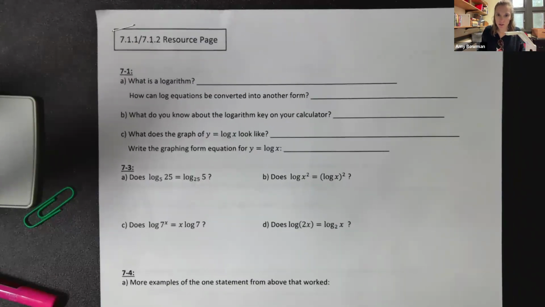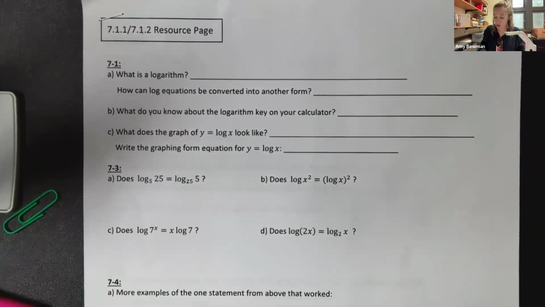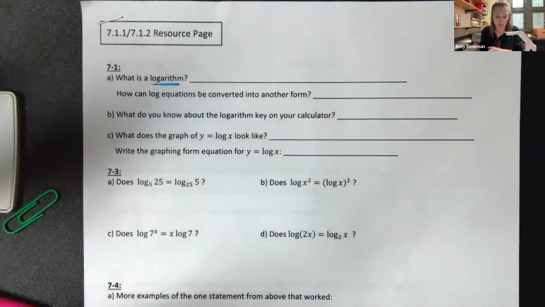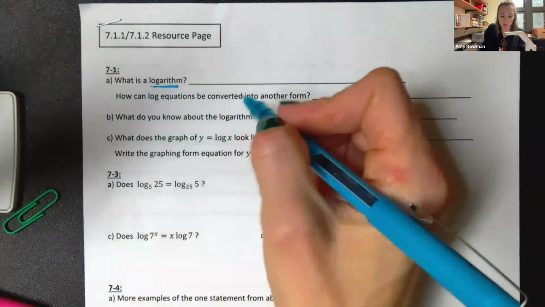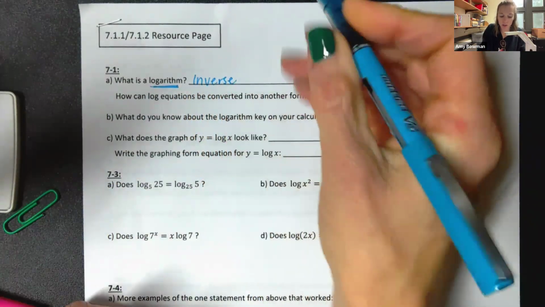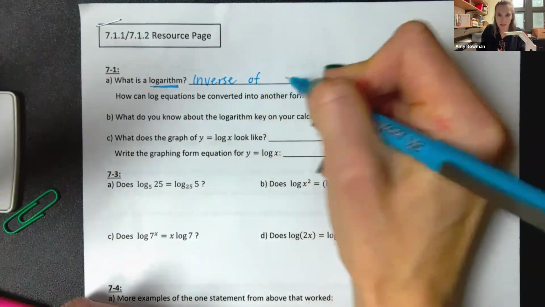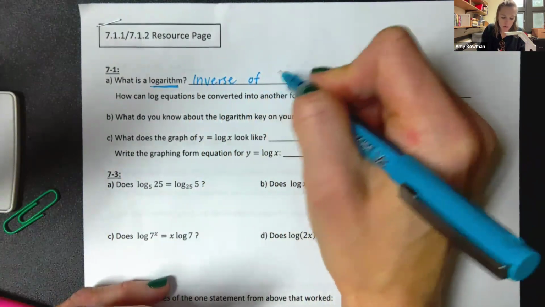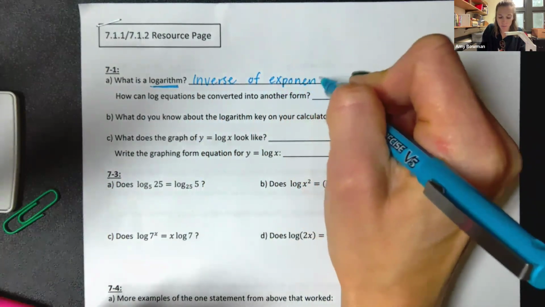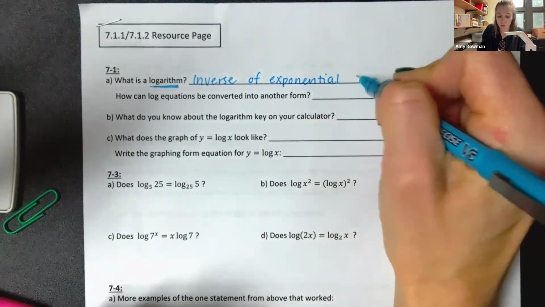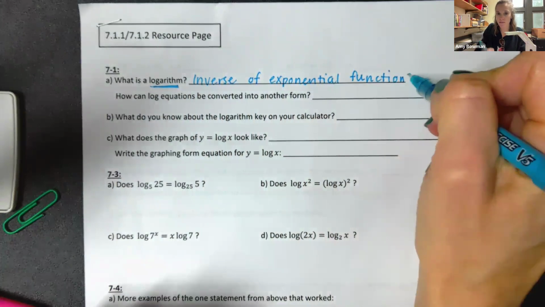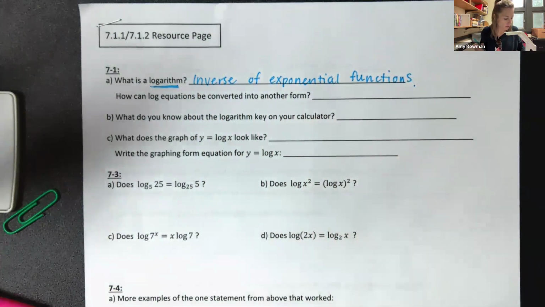Okay, so we'll start with a quick recap of what we've covered so far in terms of what a logarithm is and how it relates to what we've already learned. We know that logarithms are the inverse of exponential functions. That's the basic definition we know. You will need a calculator today, so get one out if you don't have it. Come grab one of mine if you need it.